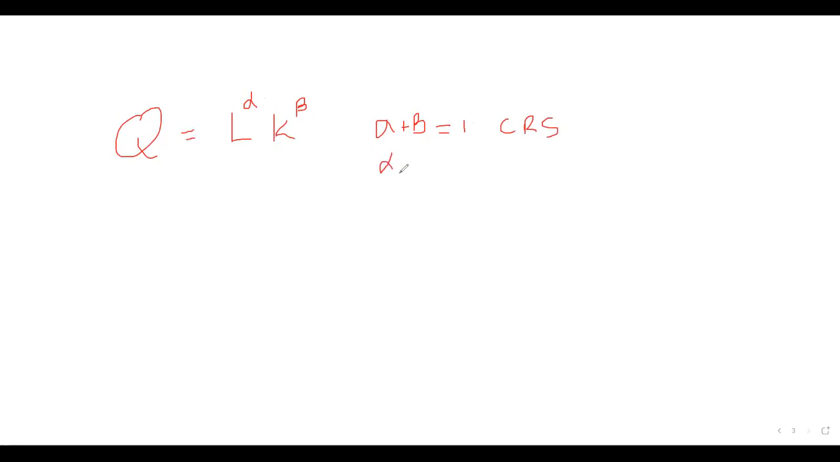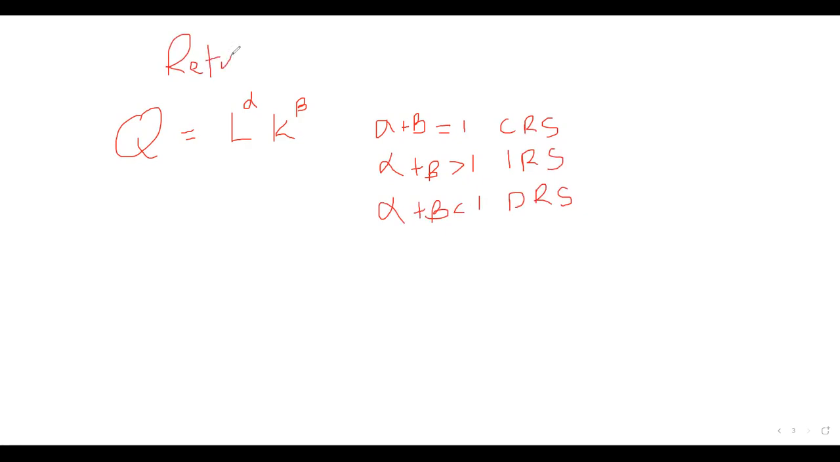If our alpha plus our beta is greater than 1, we call this increasing returns to scale. If our alpha plus our beta is less than 1, we call that decreasing returns to scale. And what am I talking about? 15 marks, you are being asked to explain the concept of returns to scale using diagrams.